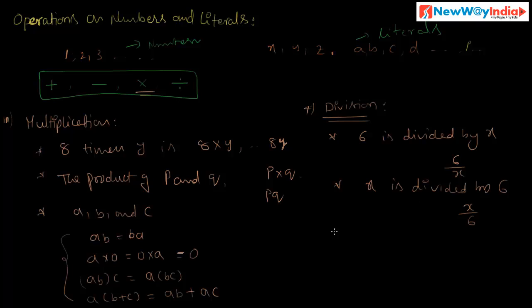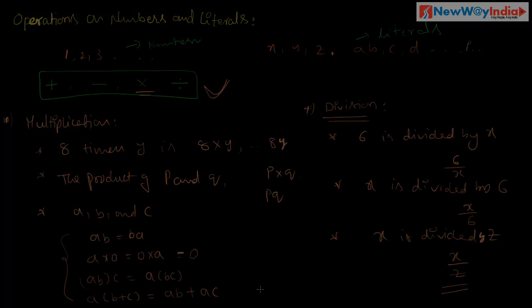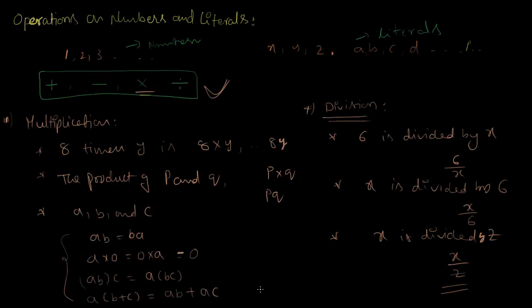And the same, we consider two literals like x is divided by z. That is like this, x by z. In this way, we can operate the numbers and literals by using these fundamental operations. That is addition, we can add two numerals and two literals, numericals and literals. This is the fundamental operations on numbers and literals.